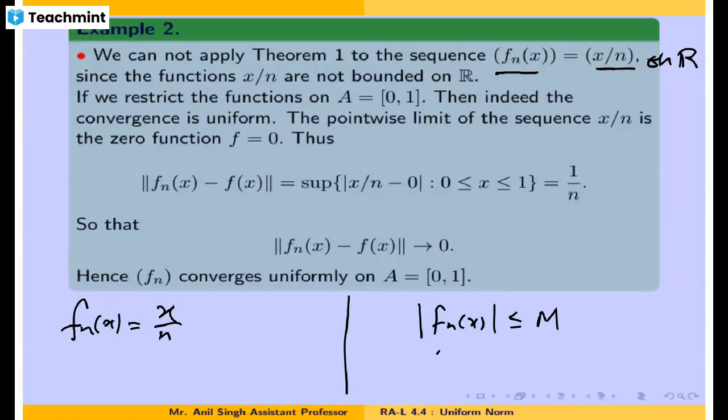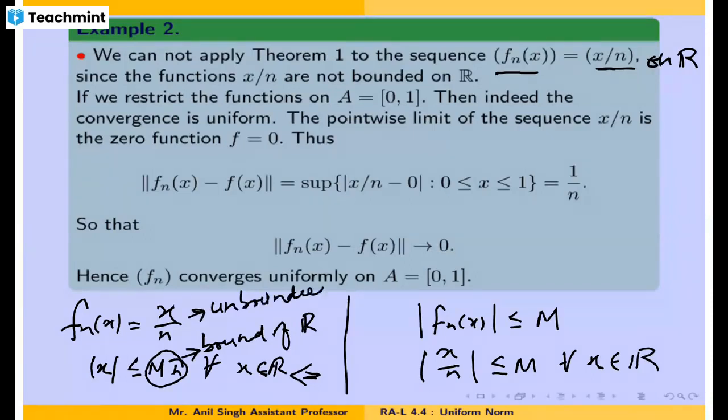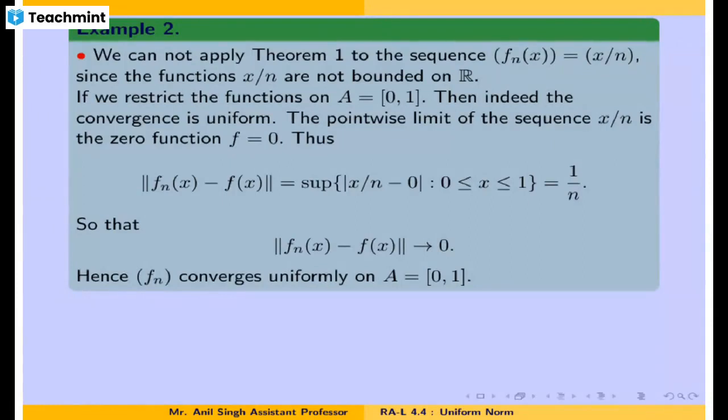So you see that x upon n, jab aap kehte ho less than or equal to M for all x in R, iska matlab hai ke mod of x is less than or equal to M n for all x. But this is not true for all x in real numbers. So agar aisa ho, to iska matlab real number ka har ek element is bounded by this number M n, to it becomes a bound for real numbers. So usse set of real numbers bounded ho jata, which is not true. So hence this function is not a bounded function, it is an unbounded function, and we will see that the theorem doesn't hold for this sequence.